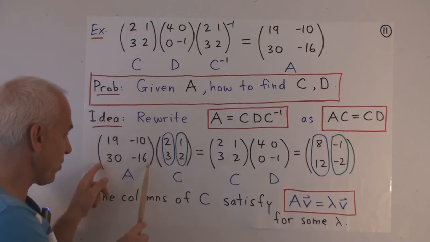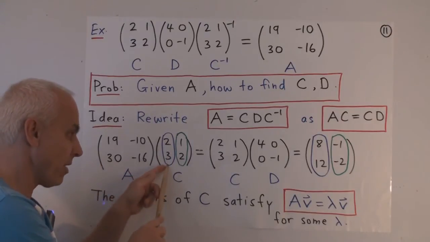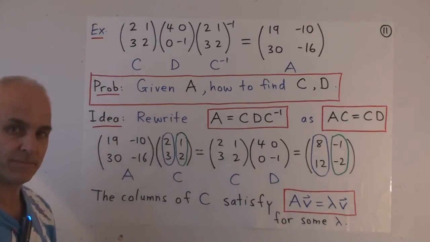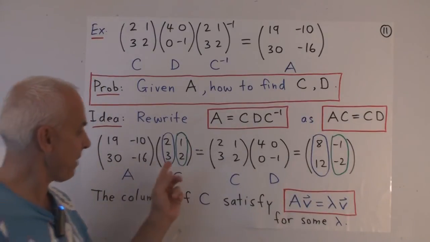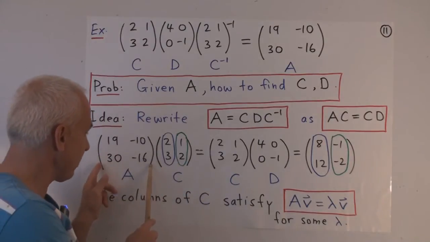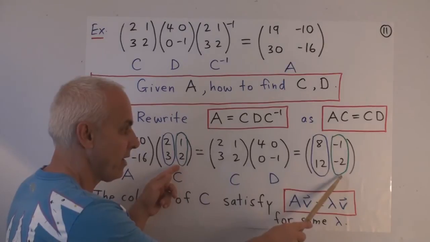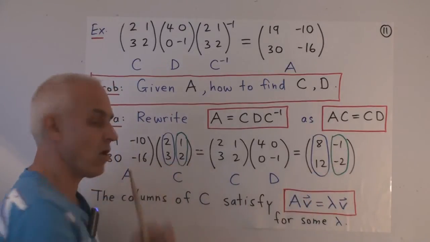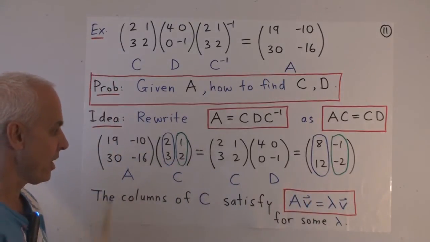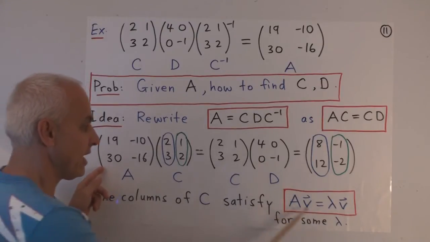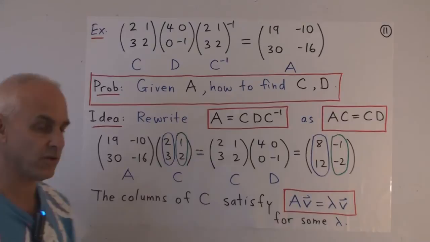So we're getting the situation where A times this column is 4 times this column. And the same thing happens for the second column. When we multiply A times the second column, we're getting the second column over here. And that's -1 times the column we started with. So again, we're getting the equation that A times some vector is a multiple of the vector.